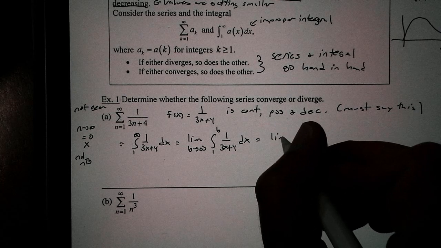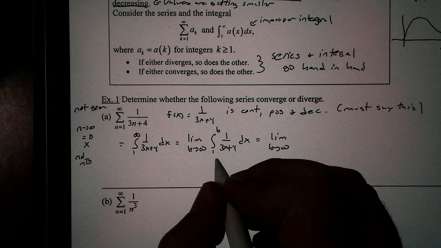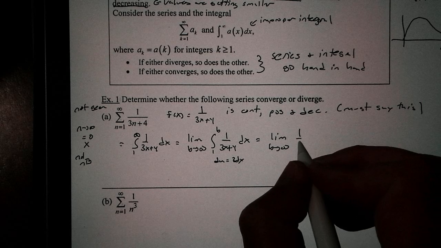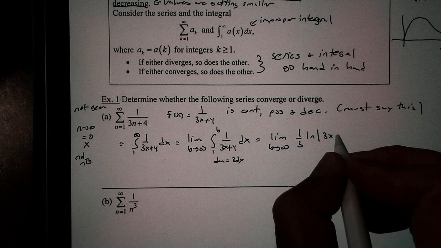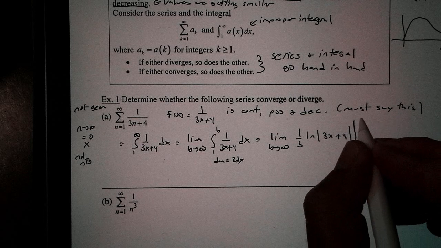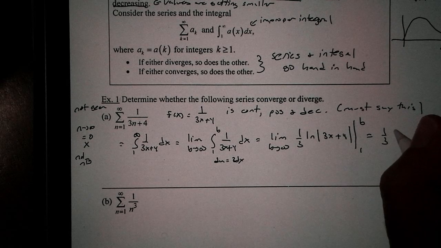We get the limit as b goes to infinity. Remember, this is going to be a u substitution. My du is going to be 3dx. That's telling me I'm dividing by 3. And this becomes natural log of 3x plus 4, and that's going to go from 1 to b. And of course, I can take out the 1/3. It's just a constant.